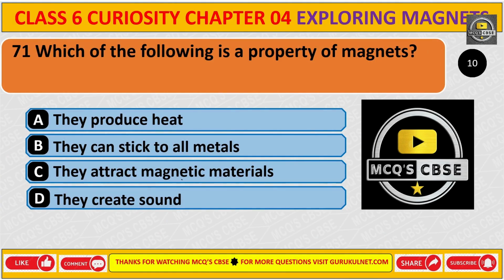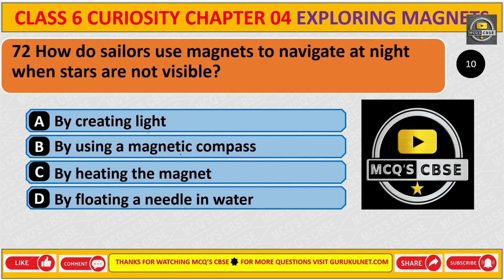Which of the following is a property of a magnet? And the correct answer is C, they attract magnetic materials. How do sailors use magnets to navigate at night when stars are not visible? And the correct answer is B, by using a magnetic compass.